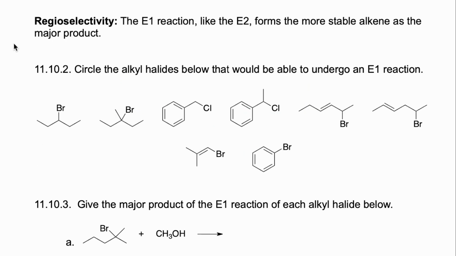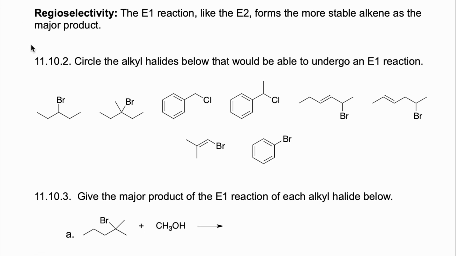The things we were talking about just a few minutes ago about the type of product that would form, would it be monosubstituted, disubstituted, EZ configuration, that all still applies. You would get the more substituted, more stable product, whichever that would be for your halide.